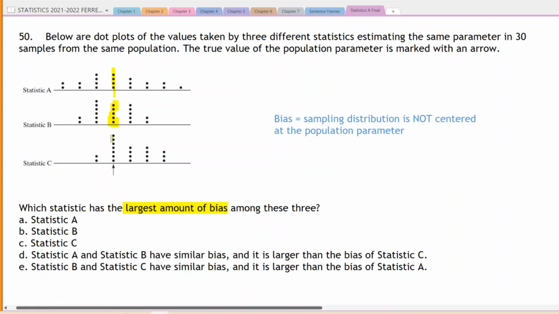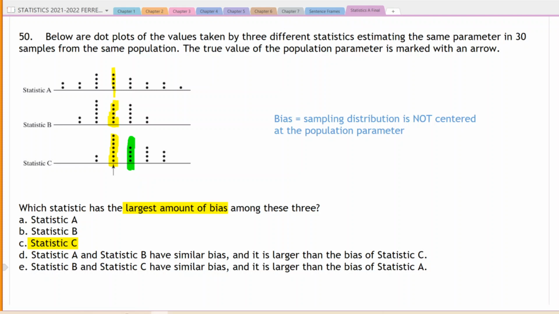Statistic C, however, you can see that statistic C is not centered at the population parameter value. The mean for statistic C would be somewhere over here, maybe a little bit further over here. So that would be the mean for statistic C. It's not the same as the mean for the population. So statistic C has the most amount of bias. Remember, in statistics, bias means that the sampling distribution is not centered at the population parameter value.